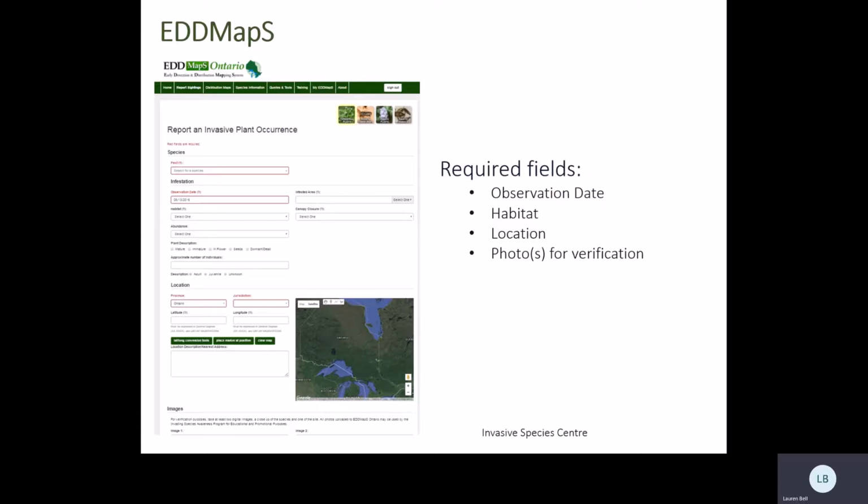There are a few required fields when submitting your EDMAPS report. That includes the observation date, the habitat, the location of the sighting, and photos for verification. There are a lot of other fields you can enter to help contribute to that information, but those are the ones that are required.